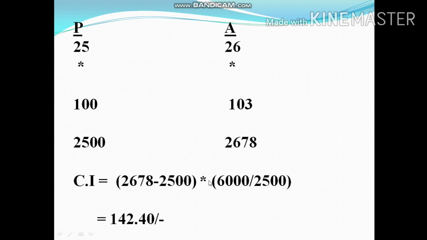Here we need to multiply for 1 part. So I am dividing this 6000 by 2500. That is equal to 2.40. Multiplying by the difference of 178, the compound interest is 142.40 rupees.